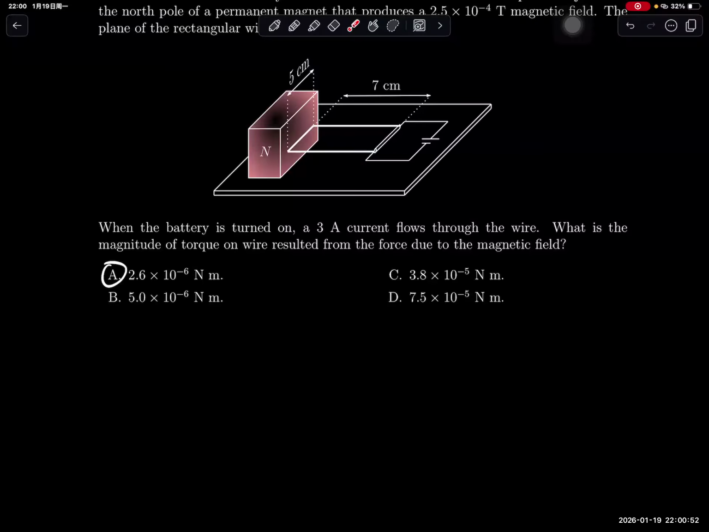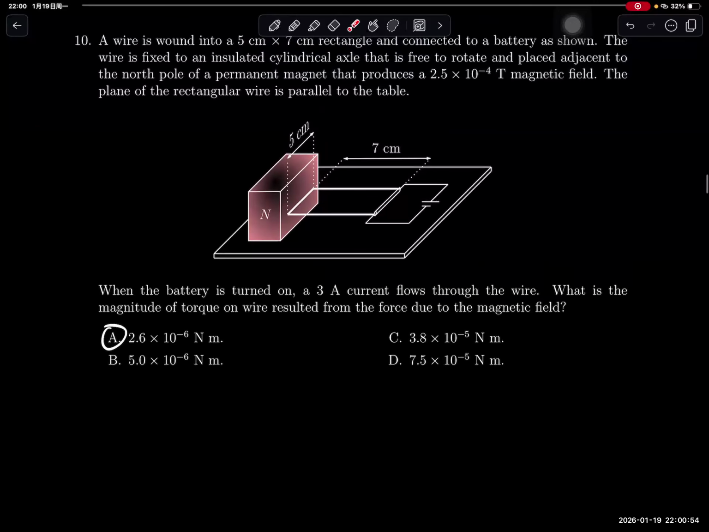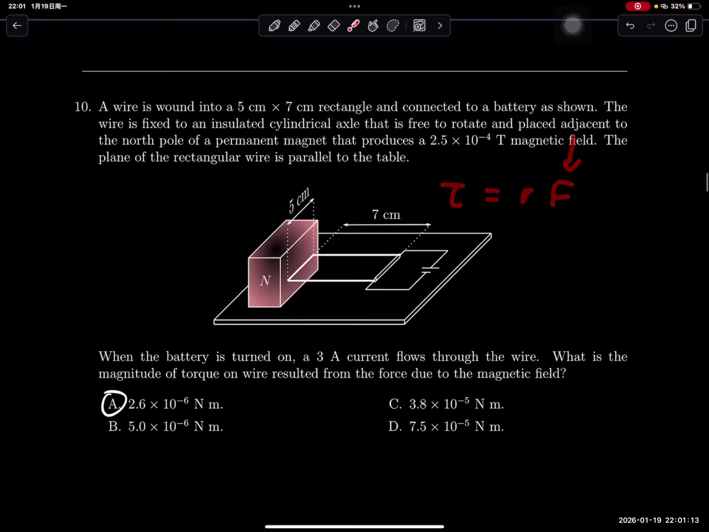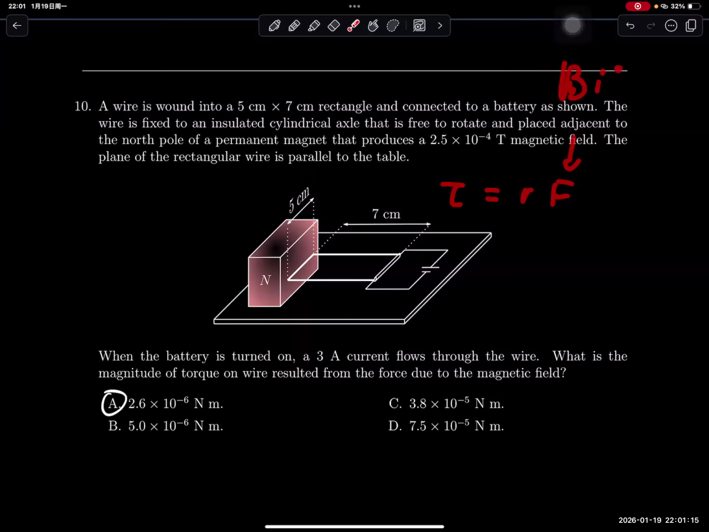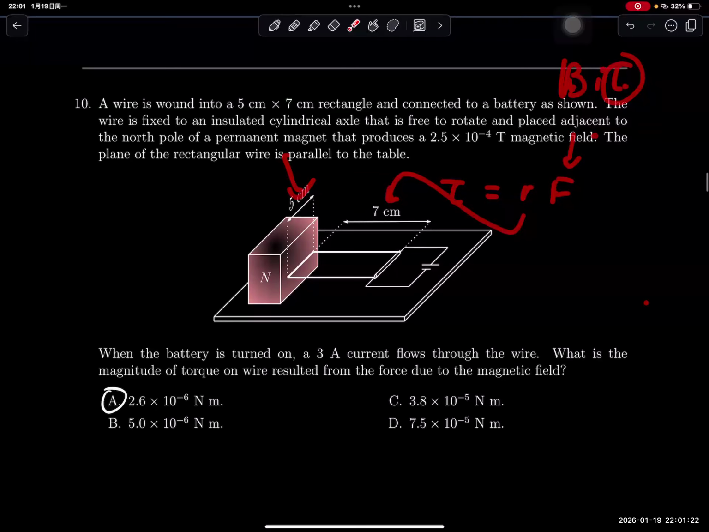The wire here carries a current, and the current goes this way. If you use the right-hand rule, you can determine the direction, and you can calculate the torque as well. Torque is given as r times F. For F you use the motor effect, BIL. It's perpendicular, and this r is just 7 centimeters, and this L is 5 centimeters. It's pretty straightforward.